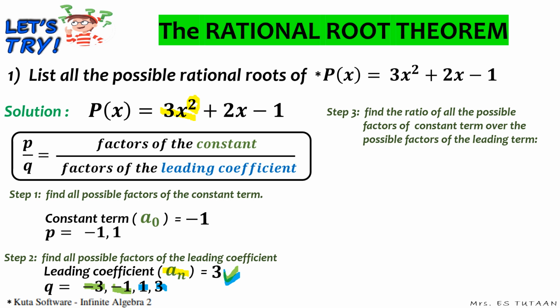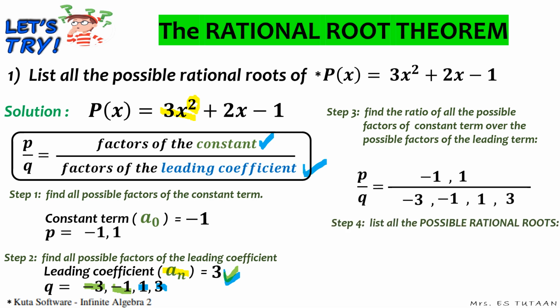Next, step 3, find the ratio of all the possible factors of the constant term over the possible factors of the leading term. Ano ang ibig sabihin niyan? So, gagawin na natin siyang ratio. Susulat natin siya sa fraction form, lahat. So, numerator over denominator. Remember, ang ating numerator ay factors ng constant. Ang ating denominator ay factors ni leading coefficient. And the next step, we will list all the possible rational roots.